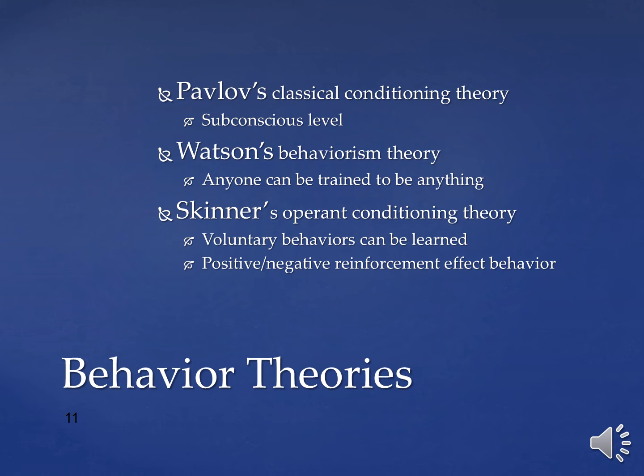We know that behavioral responses are learned and can be modified, and this is where Skinner comes in. Skinner developed operant conditioning theory, and he taught us that voluntary behaviors can be learned, and that both positive and negative reinforcement can be effective in changing behavior. Conditioning pairs with behavior that either reinforces or diminishes the behavior.